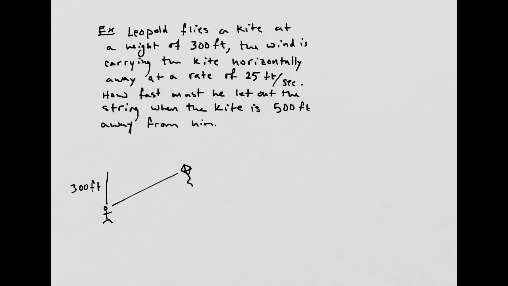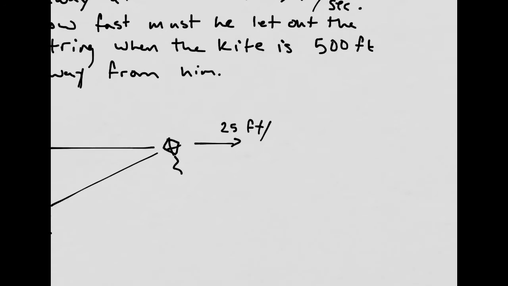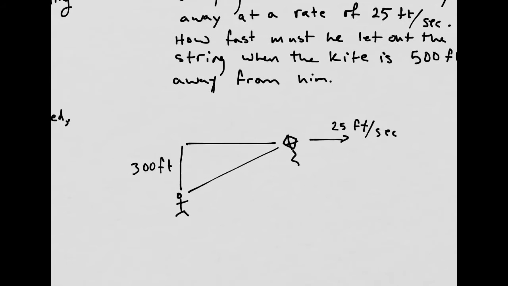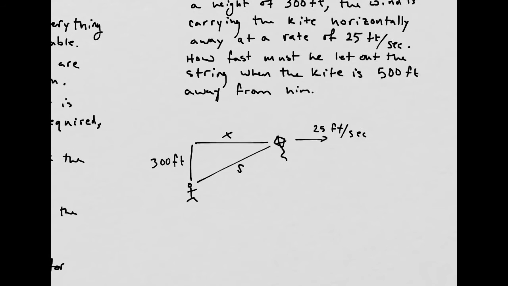And then it's moving away. So we can say that the kite is moving away at 25 feet per second. And that means this distance, I'm going to call that x. That distance is changing. Now also, the length of the string is changing. I'm going to call that s. So we have two things. I think those are the only things that are changing there. This is a right triangle.